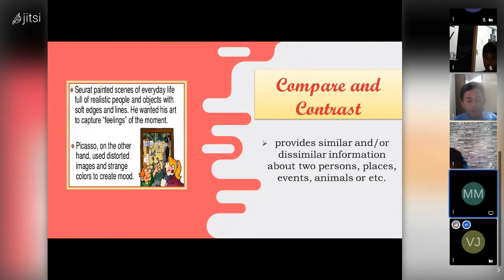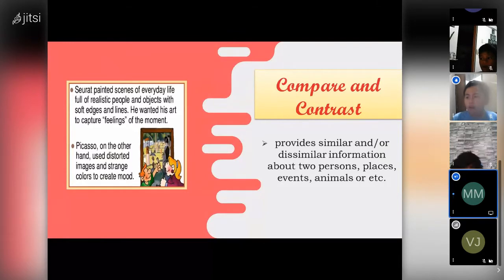Again, Vaughn, can you cite the comparison between the painting of Seurat and Picasso? Repeat again? Yes. Okay. I can only hear one side. Vaughn, just turn off your microphone. Okay, let's have Ad.